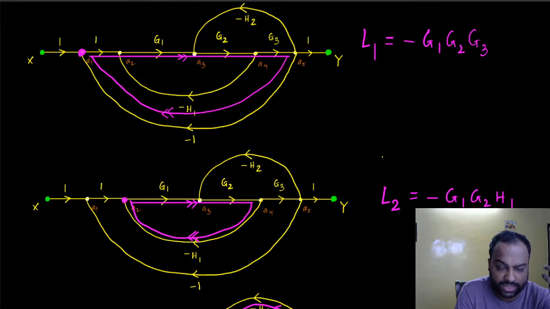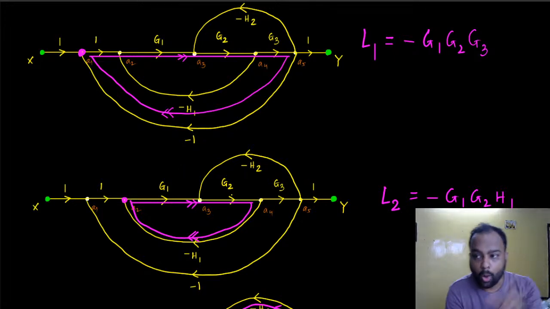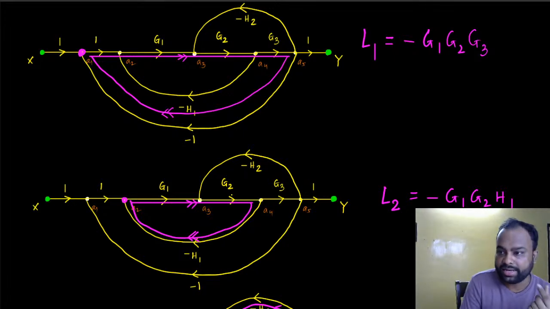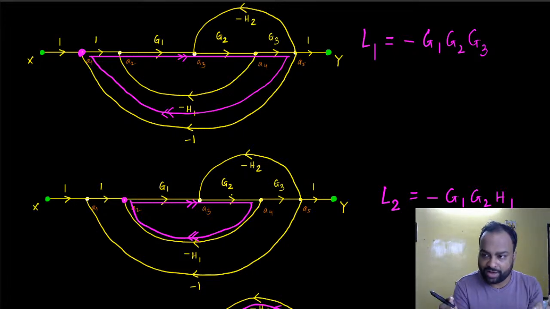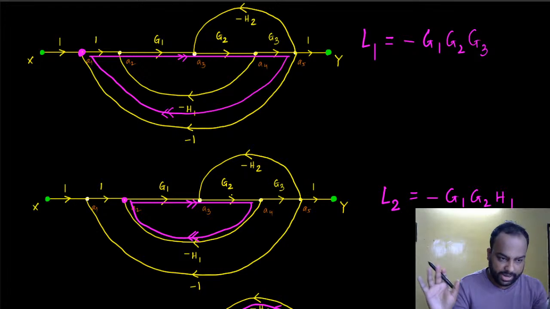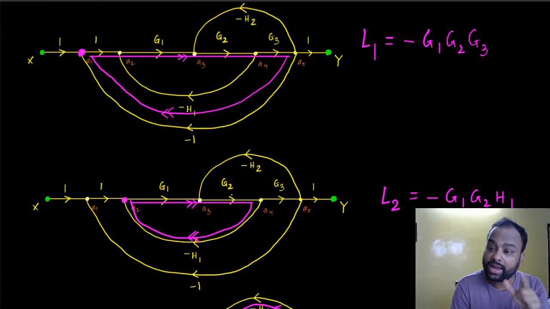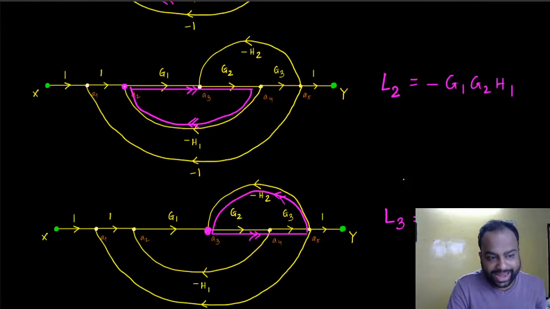The answer is no. They are touching each other because they share common branches. In fact, more than one common branch. For example, this branch with G1 transfer function is shared. This branch with G2 transfer function is shared. So yes, it has common branches between them. And since having one common branch is enough for them to be touching, end of story. L1 and L2 are touching each other. So eliminated.